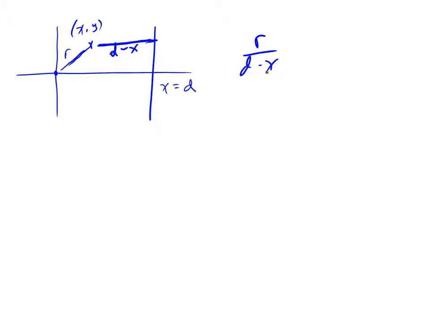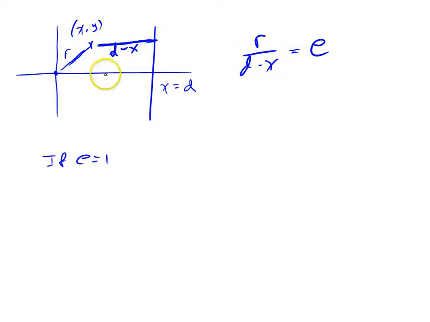So if I look at the ratio of r divided by d minus x, and I say I want all the points (x, y) where this ratio is some constant, let's call it e, then I get a bunch of points. In a geometry class, you would learn that you get a conic section. If e equals 1, then you get a parabola. With e equals 1, we're saying that these two lengths are the same, that this ratio is equal to 1.